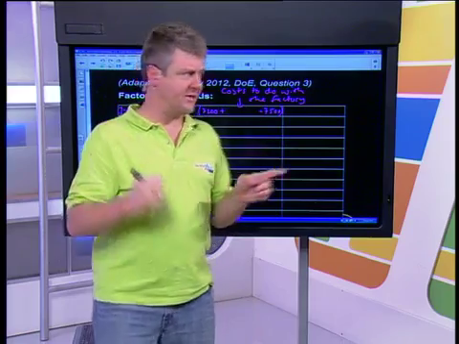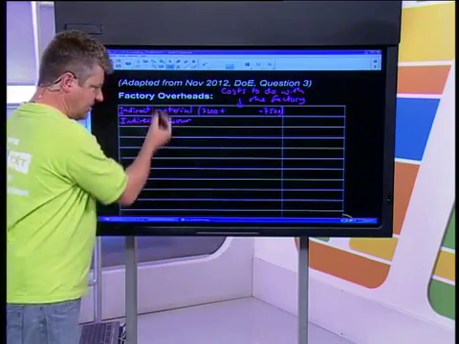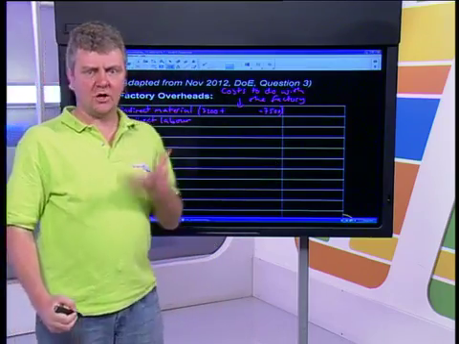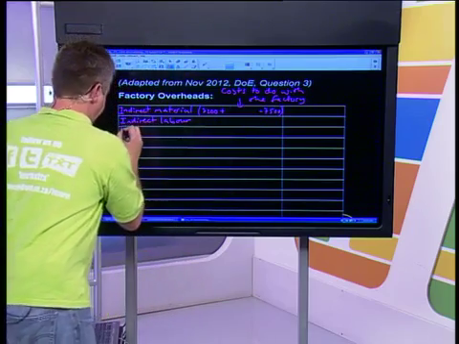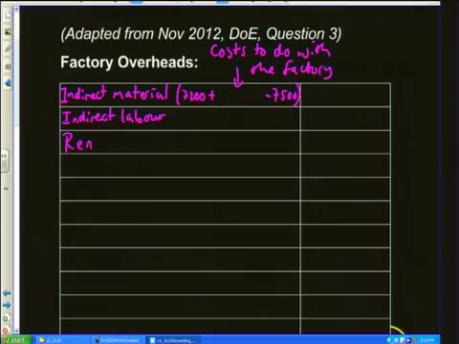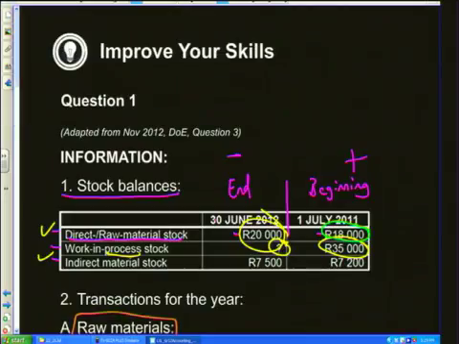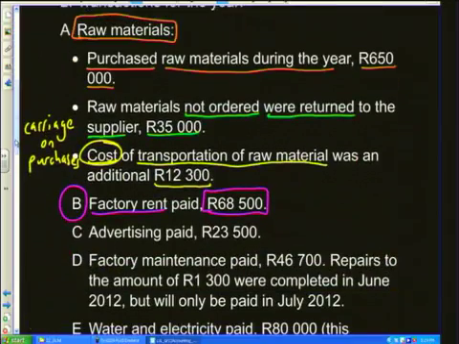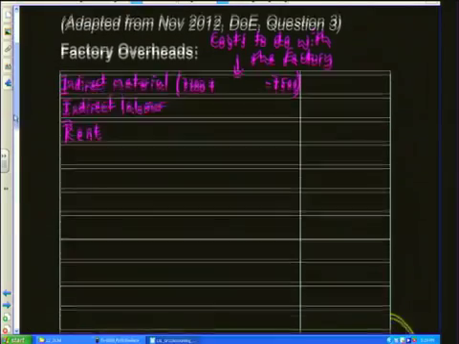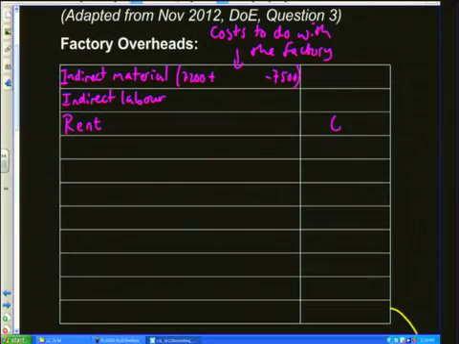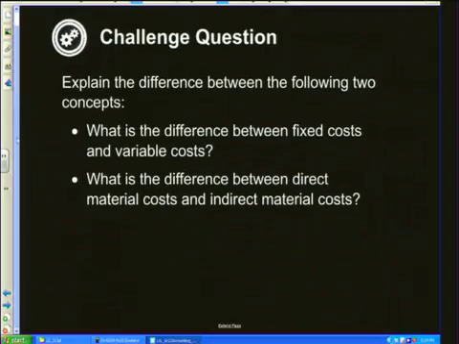So what you need to know is that we have to put in here, there's lots of lines open, any cost that is involved in the factory, and our first one is going to be our factory rent. They've given it to us. There's no calculation that needs to be done. All we're going to do is take the 68,500 and put it directly into our rent amount. 68,500 rand. Easy one. They've actually given you the answer. You don't need to calculate anything. Now let's see what else they say.